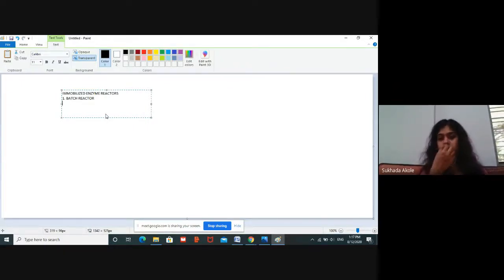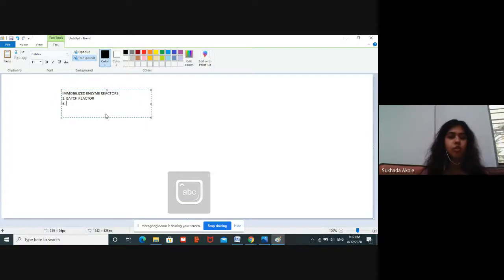Okay, because mixing is necessary. As the reaction is completed, the product is separated from the mixture by using usual methods like, for example, filtration. Generally soluble enzymes are used in these reactors. It is rather difficult to separate the soluble enzyme from the product. Therefore, we go in for immobilization. So there are different types of batch reactors and we are going to look at them one by one.